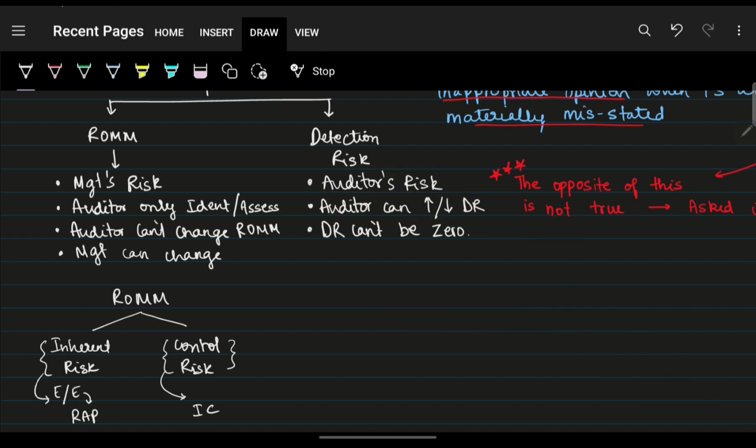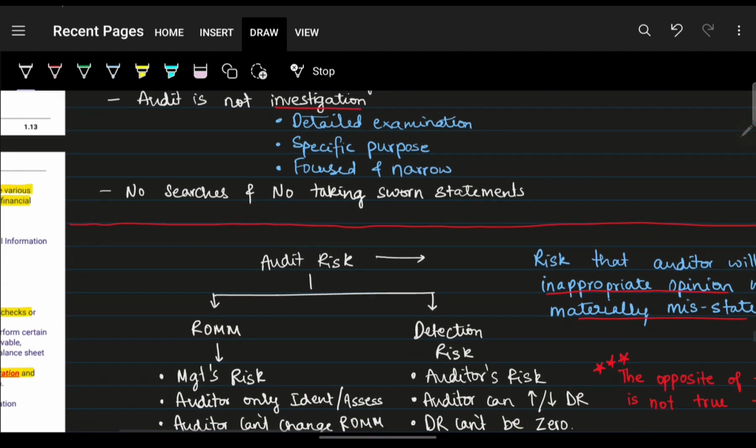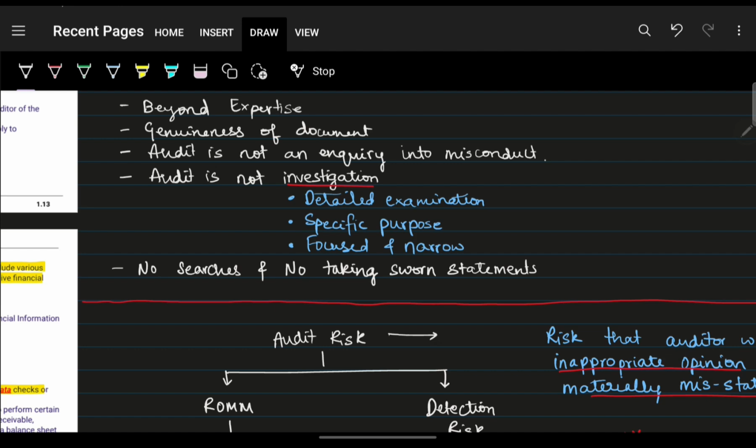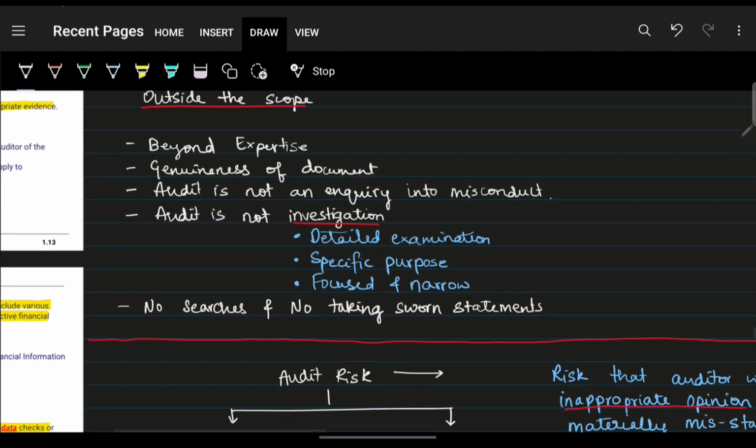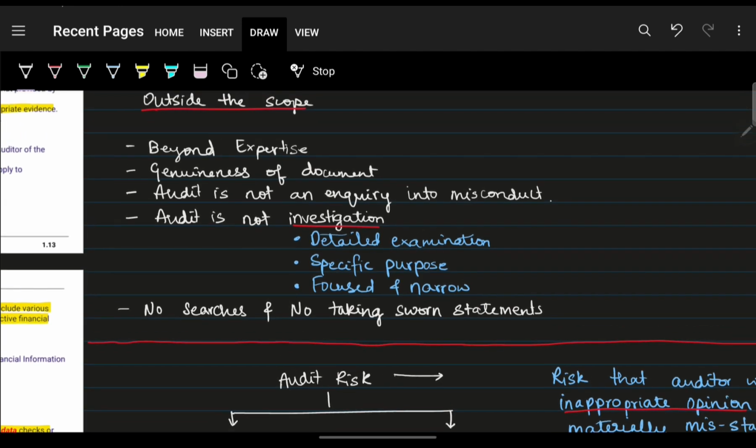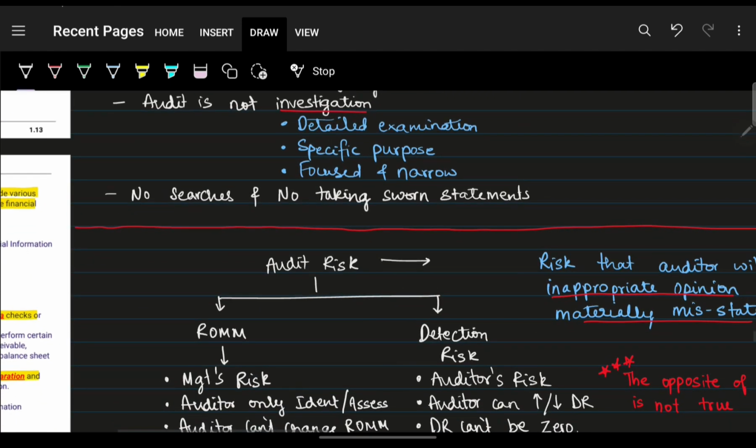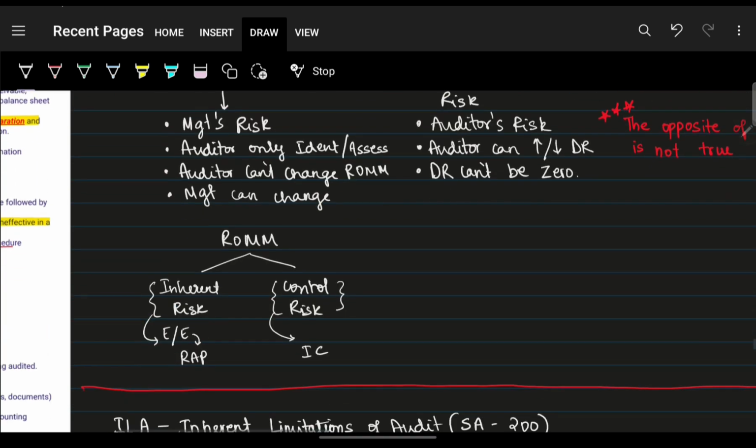Next, however, detection risk can never be zero. Why can't it be zero? Because there are some things that are inherently risky, or because some things might be beyond our expertise. We are not experts at checking the genuineness of documents. Okay? So these are the reasons why detection risk cannot be reduced to zero.